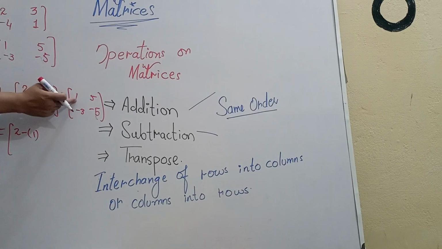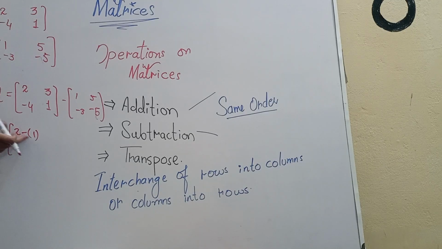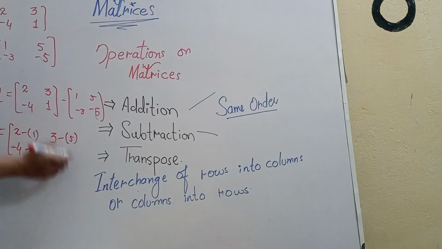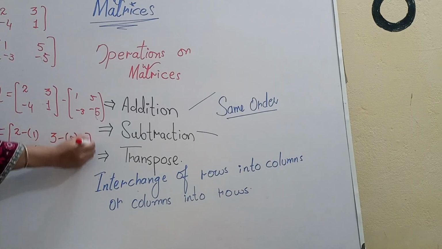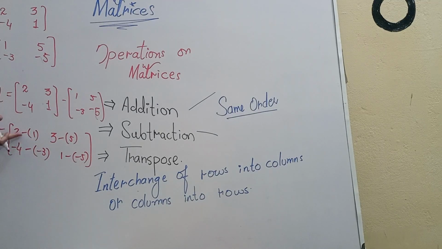So here is 2 and here is 1. So I have written 2 minus 1. Then the next number is 3 and here is 5. So 3 minus, and I have written the 5 in bracket. Now here is minus 4 and I have to write minus, and there is minus 3. Here is 1 minus and minus 5. So we are going to first resolve these signs and then we are going toward the result.